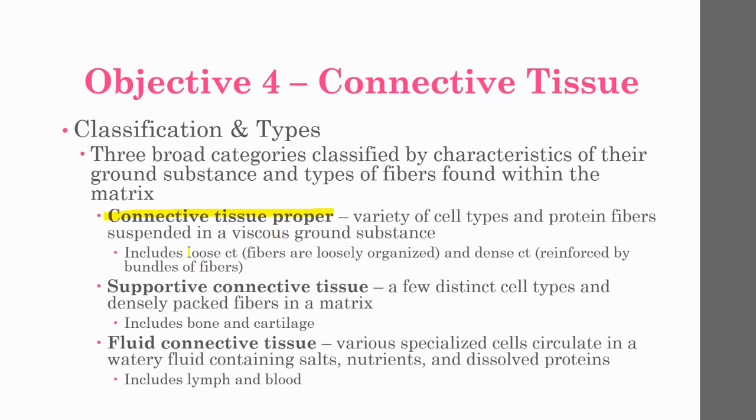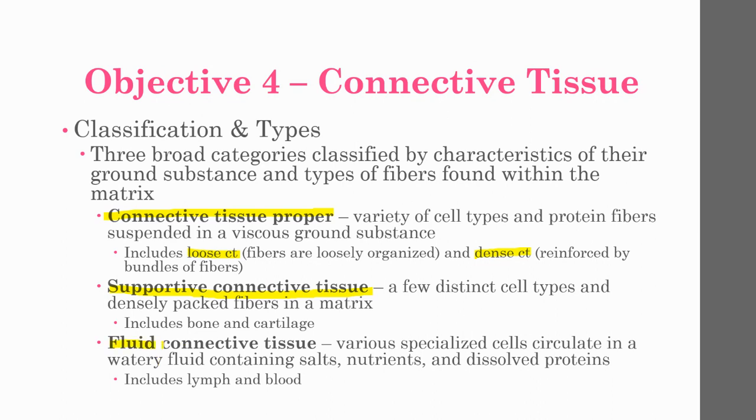And so we have loose connective tissue. This is going to be very abundant in our body. The fibers are a little looser in their organization versus dense connective tissue, which is going to be more reinforced, and they're going to have thicker bundles. And then you have your supportive connective tissues. These are going to be things like bone and cartilage. They have fewer types of cells, and they're densely packed, and so they're going to be stronger for that support.